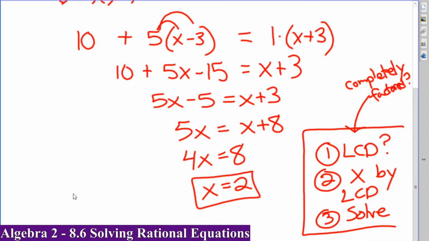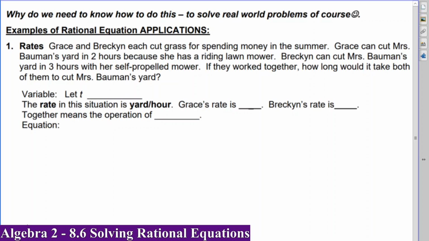But let's look at some real world applications here. How does it apply to the real world? So basically in the first example here, we're just comparing the rate of Grace and the rate of Brecken on how fast they can cut or mow the lawn. And then we're going to see if there's a way that we can determine how long it is going to take for both of them to cut that lawn. So let's take a look at number 1.